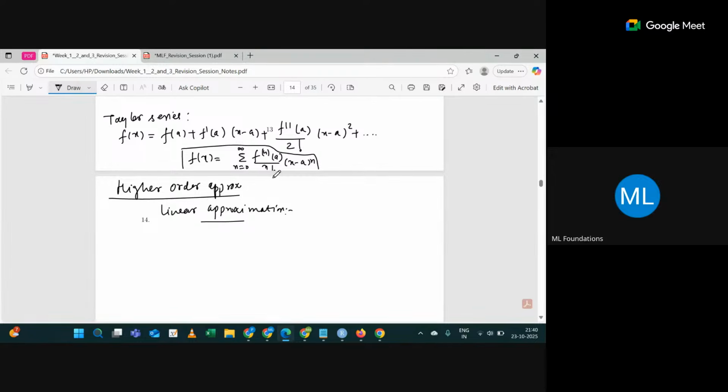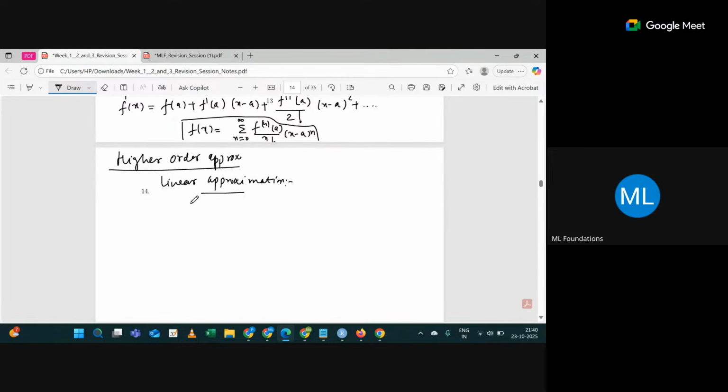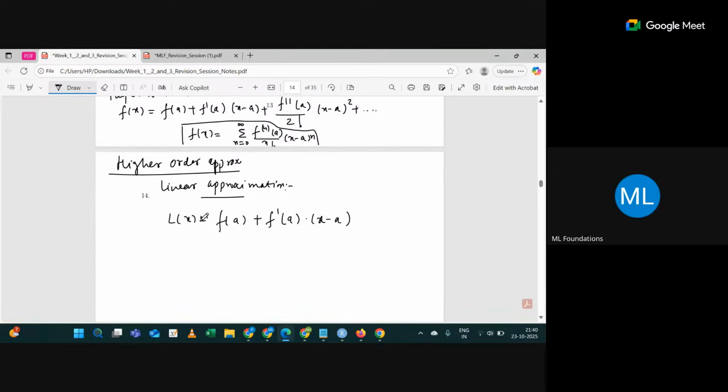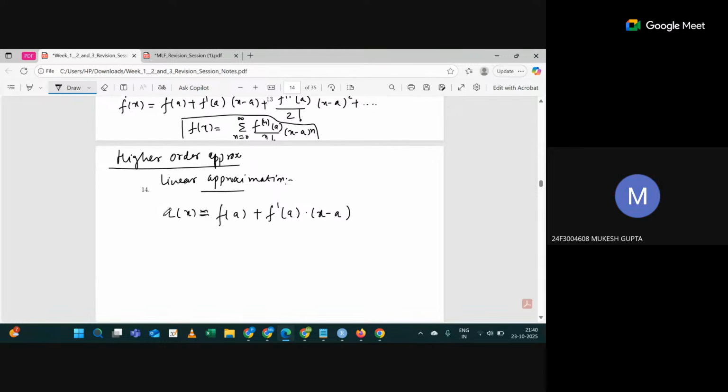So if you see in linear approximation, what we did actually: L of x is equal to f of a plus f dash a into x minus a, right? Till here. It should be approximately like this, for a single dimension.